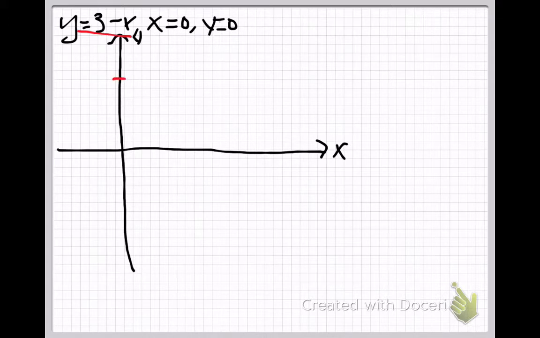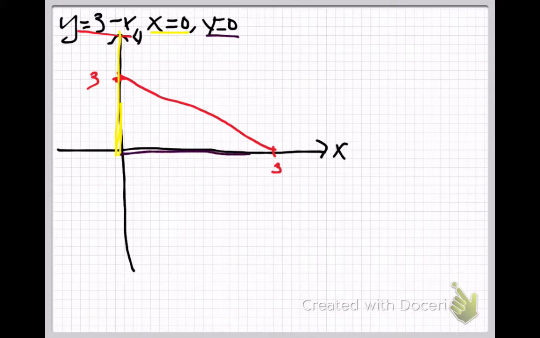I'm just going to ballpark. I'm not going to count exact dots, because at this point I know the general shape of this. It's going to start at 3 on the y-axis, and come down and hit the x-axis at 3. Then we can do our other lines: x equals 0 is going to be right here on the y-axis, and y equals 0 will be the x-axis. This right here is now our bounded region that we're going to rotate, and we're going to rotate it about the x-axis, like so.